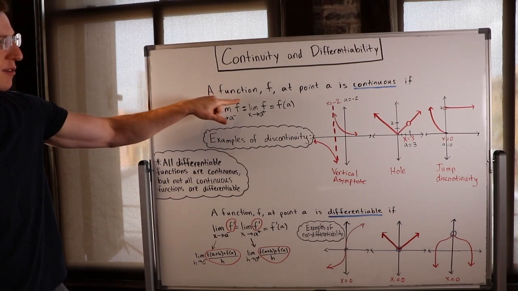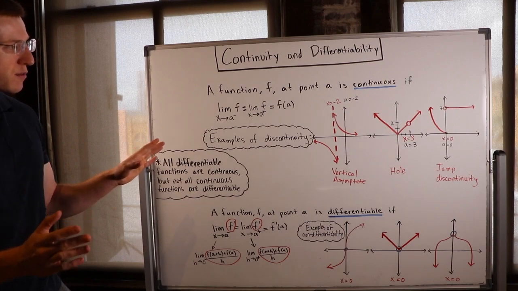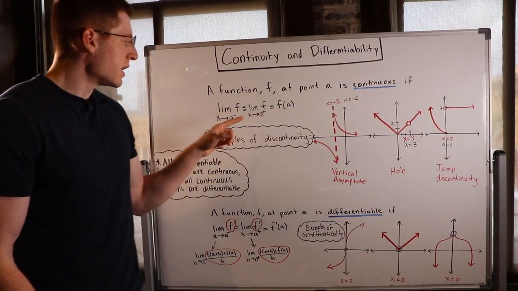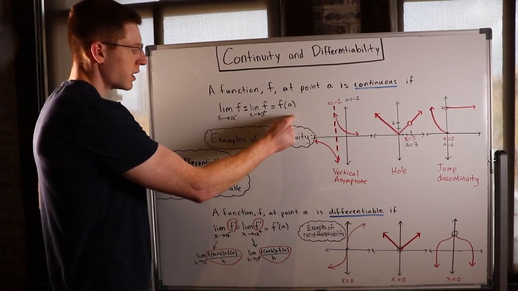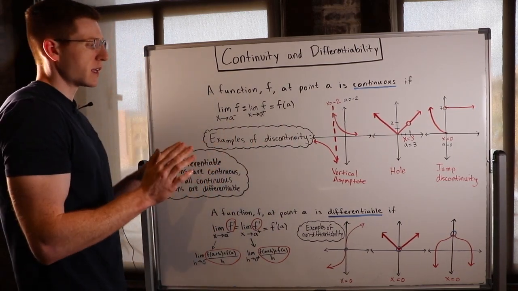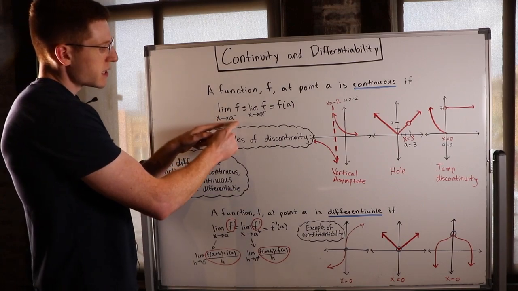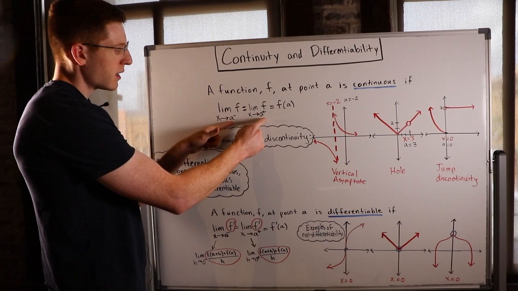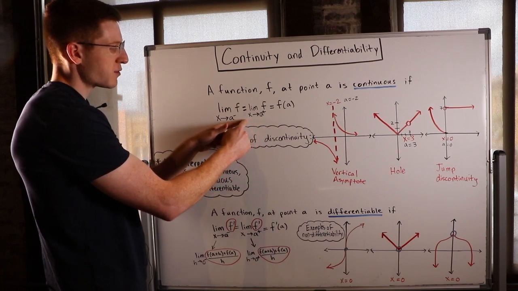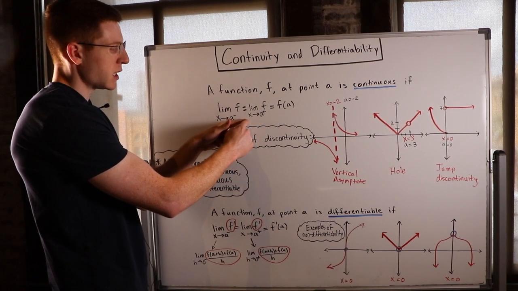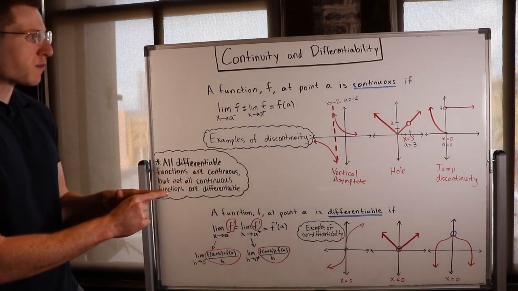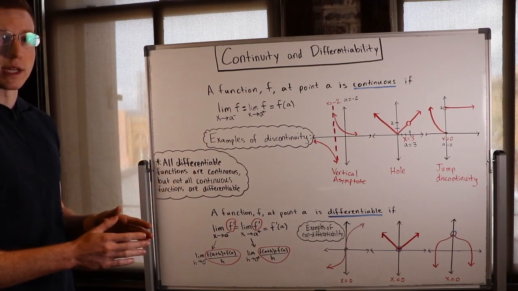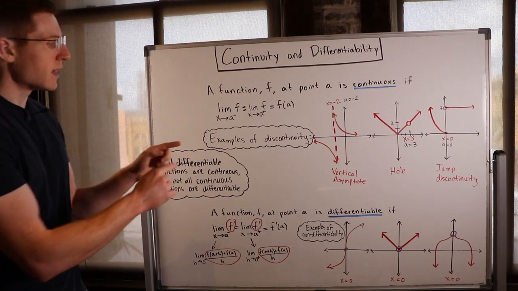A function f, just any function that I'm calling f, at an arbitrary point a is continuous if this holds true. It looks very complicated, but it's really not that bad. All this says is the limit of f from the left side of point a and the right side of point a have to meet up, have to be the same, they have to be equal. Whenever you're looking for continuity or differentiability, you're going to be interested in a particular point on a function, and I'm calling that point a.